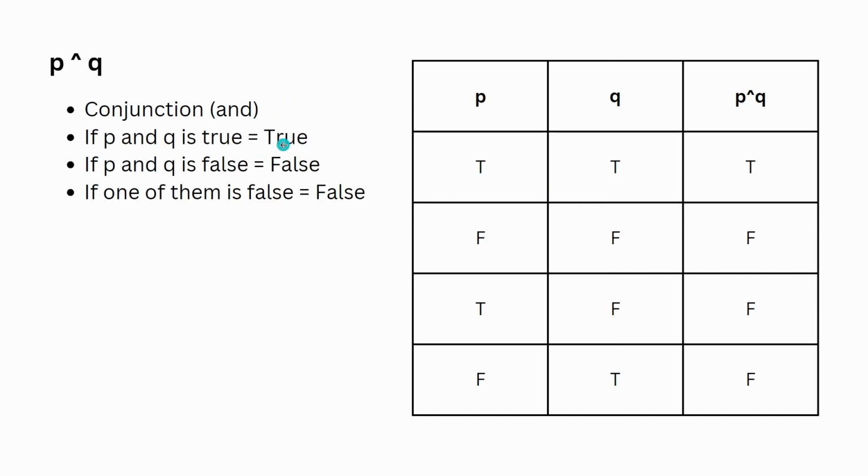Now let's talk about the connectives. So, first we have conjunction. If P and Q are true, it equals true. If P and Q are false, it will be false. However, if one of them is false, it will be false. So in here, in the table, we have P and Q being true, it will be true. We have P and Q being false, it will be false. However, in here we have P equals true and Q equals false, meaning it will be false.